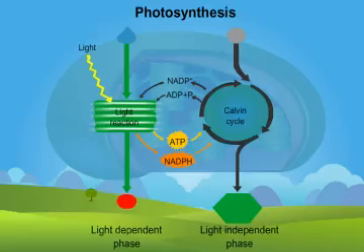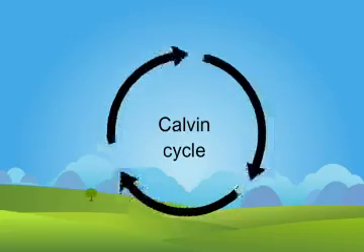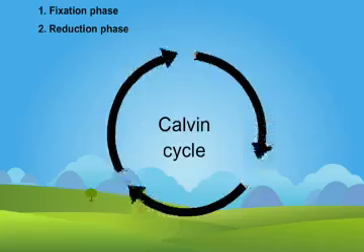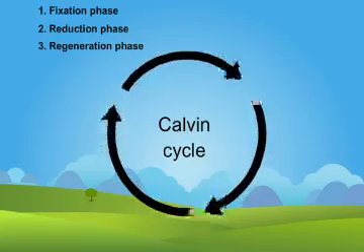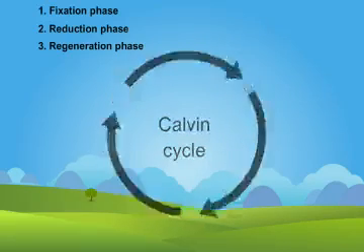Here we will learn about the light independent phase. It is also known as Calvin cycle. Calvin cycle occurs in three phases. Let us name them: carboxylation phase or fixation phase, reduction phase, and regeneration phase. Let us learn about these phases and the Calvin cycle one by one.